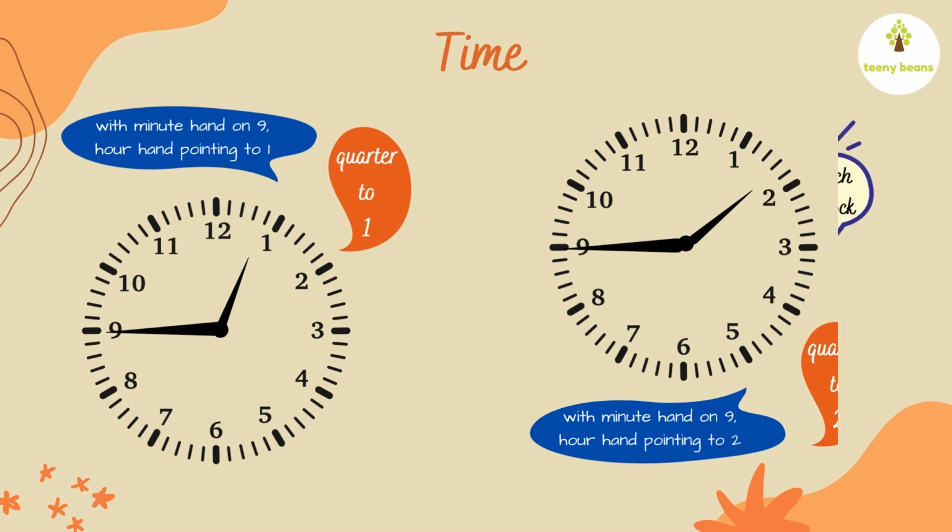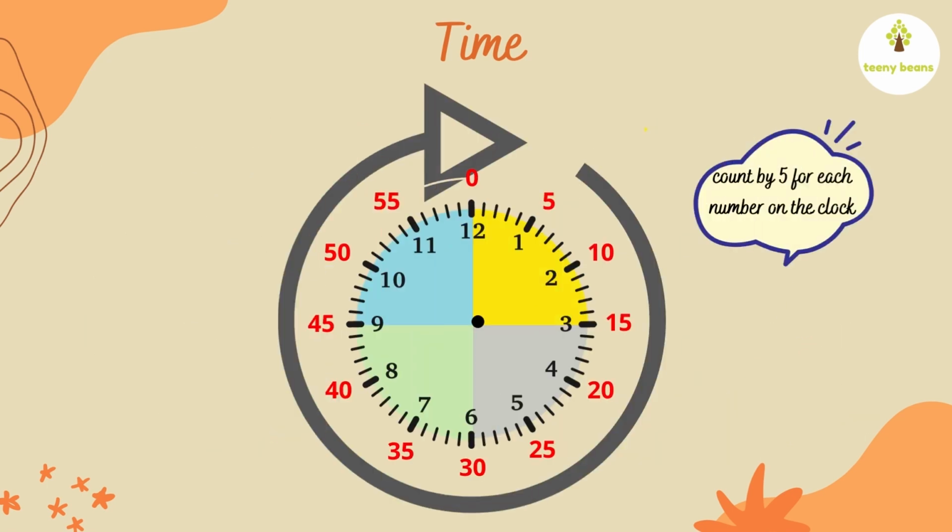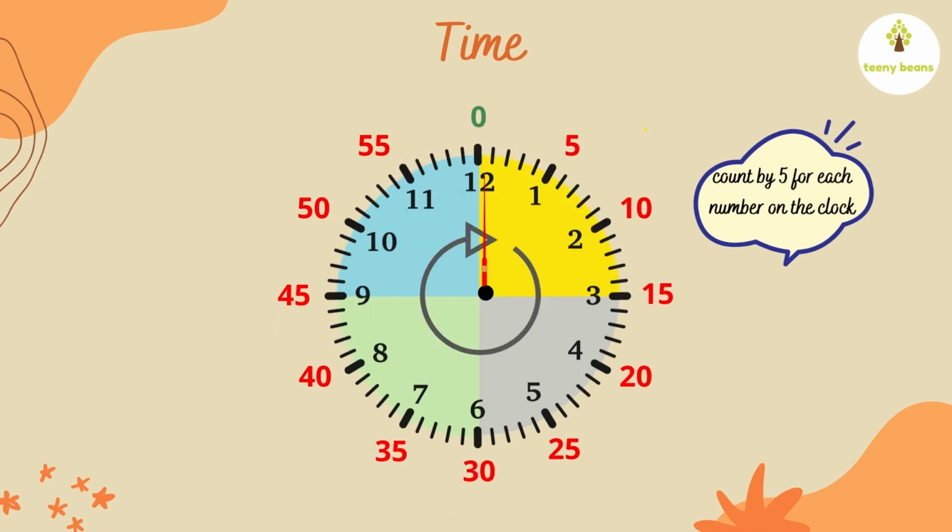That's interesting. To count time, we count by 5 for the numbers 1 to 12. So, the minute hand on 12 is mapped to the number 0. When the minute hand is on 1, the corresponding number is 5. This means that 5 minutes have passed since the time the minute hand was at the number 12. Minute hand on 2 is mapped to the number 10. This means that 10 minutes have passed since the time the minute hand was at the number 12.